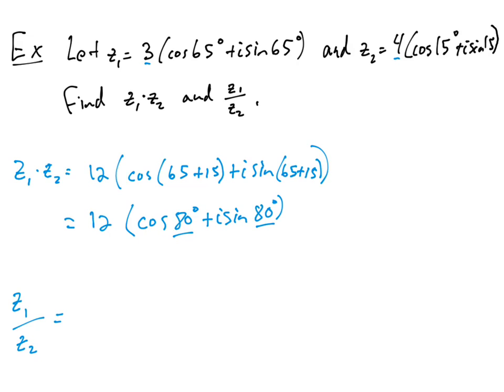And then dividing, well, what we do is we divide the r values, so we'll have 3/4. Now we subtract the angles, so cosine, we'll have 65 minus 15 is 50 degrees, plus i sine 50 degrees. And again, because we don't have a calculator, this is as far as we're going to go.